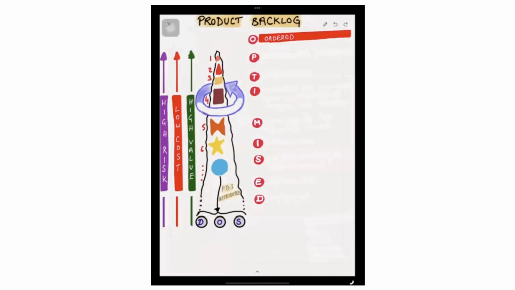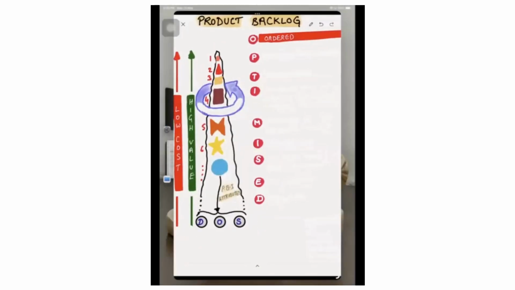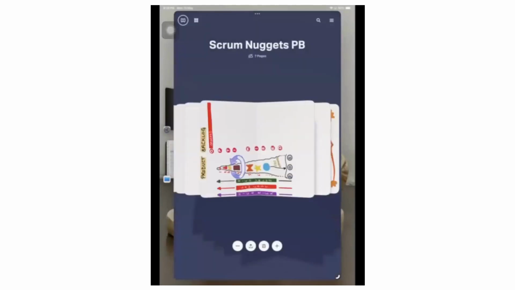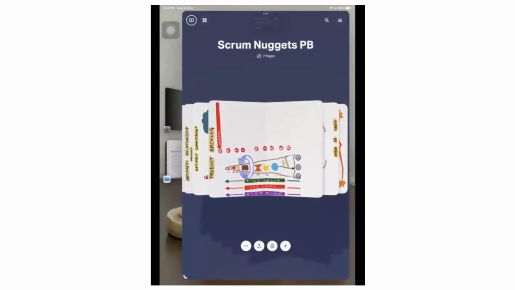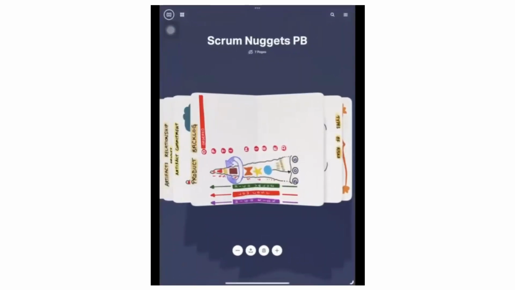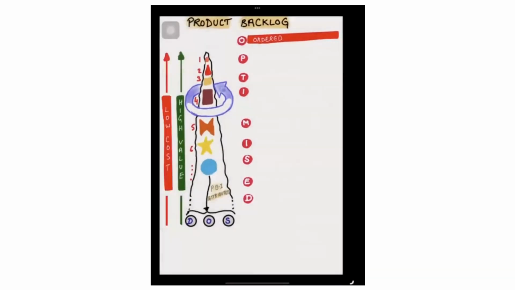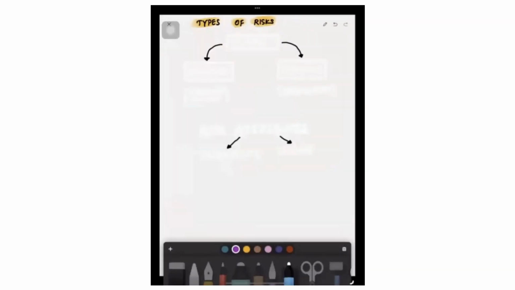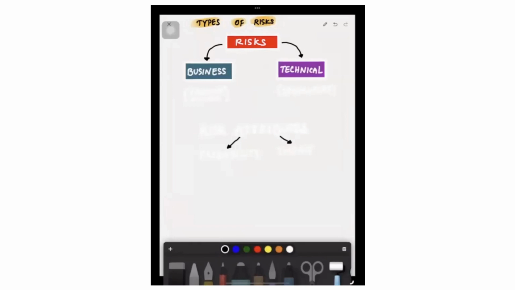Now coming to the risk, type of risk. So what kind of risks you may have? There may be different risks you can consider. For example, you can categorize the risks into business risk and technical risk. So the person who has to handle the business risk is obviously the product owner.